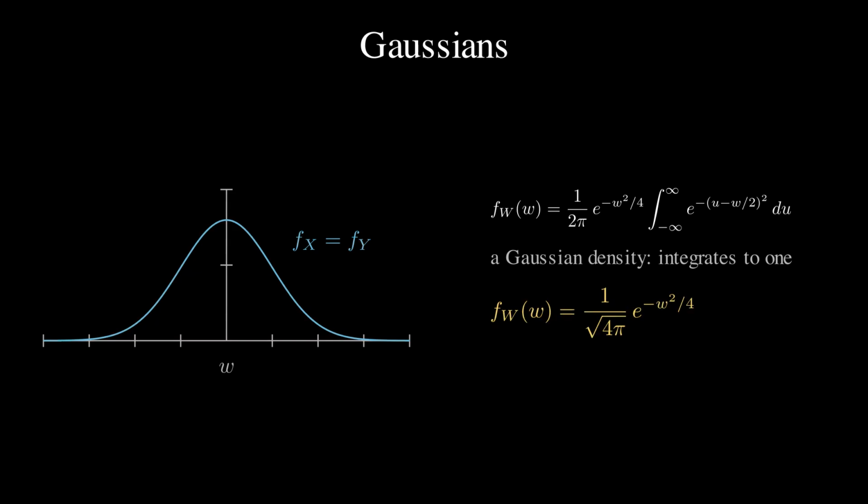What survives is 1 over the square root of 4 pi times e to the minus w squared over 4, a Gaussian with mean 0 and variance 2. Gaussian plus Gaussian stays Gaussian. In general, the means add and the variances add.